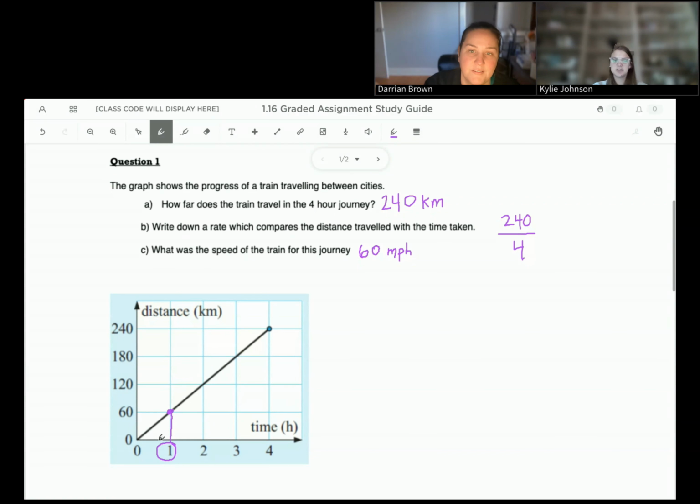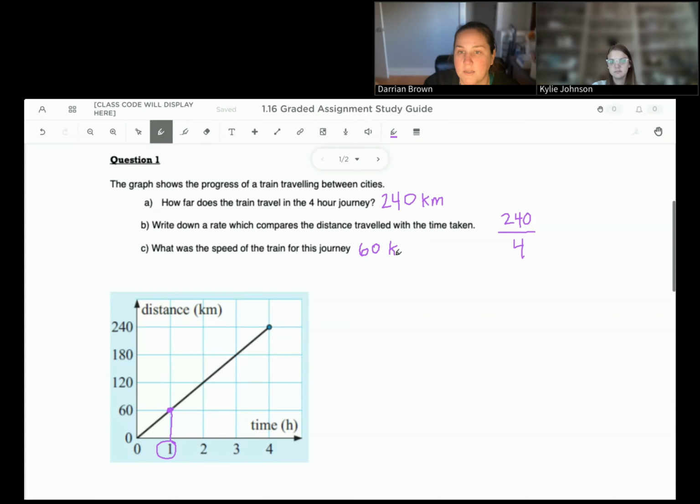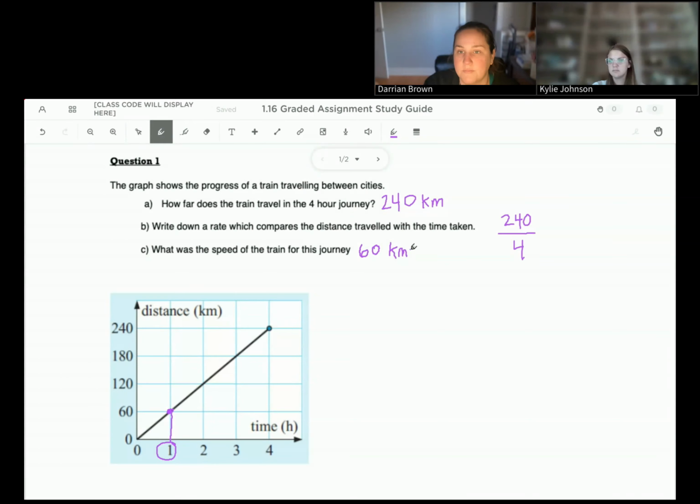Kilometers instead of miles. Oh, yes. It needs to be kilometers per hour. Kilometers per hour. So you can do the exact same thing with any of these numbers.